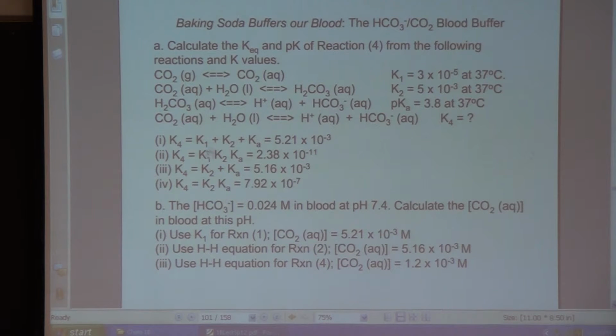So for reaction 2, let's see, you have CO2 aqueous, you have H2O and H2CO3. Now is information on these 3 substances given in the statement here? No. So that means you want to use the Henderson-Hasselbalch equation for reaction 4. You want to calculate CO2 aqueous. You know what the H plus concentration is, that's based on pH. And you also know what the HCO3 minus concentration is, that's 0.024 molar. So confirm that the CO2 aqueous concentration is 1.2 times 10 to the minus 3.